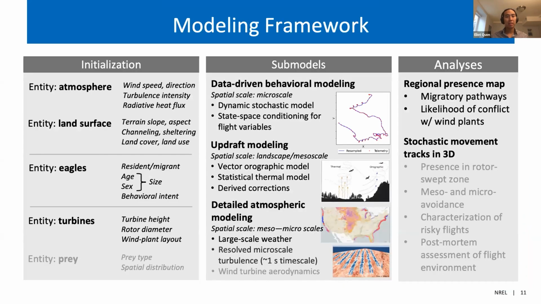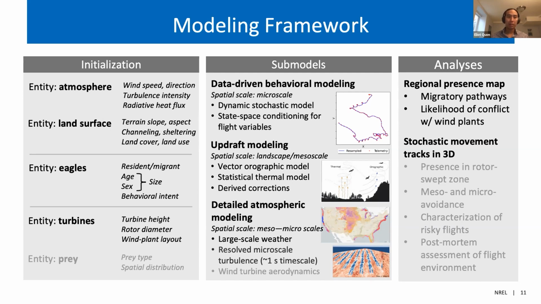Our approach is summarized in this somewhat busy slide. In the left column, you can see all of the entities that we're taking into account. Within the scope of this current project, we're looking at the atmosphere and what the wind is doing within this turbulent atmospheric boundary layer under different conditions, at different times of the day or year, or different locations around the globe. We're looking at how the land surface varies. We're also considering how eagles differ in their characteristics and behaviors. And we're thinking about the turbines as well.